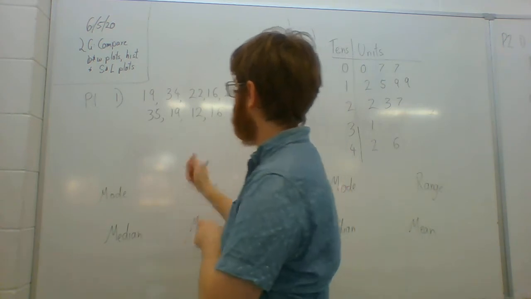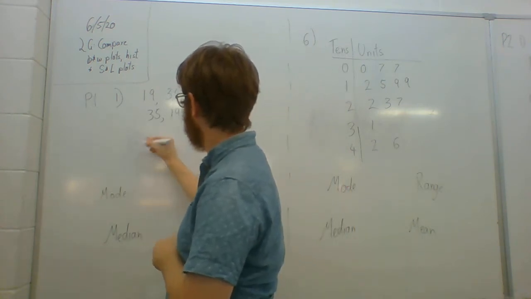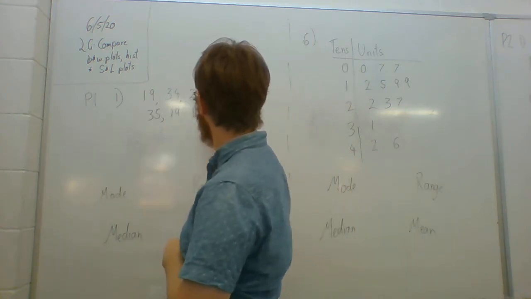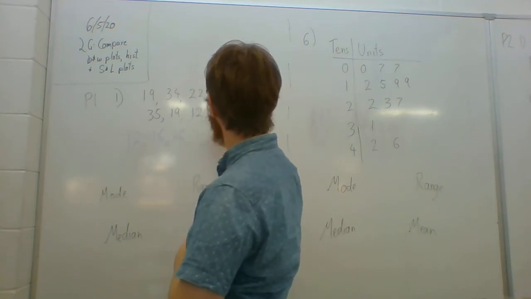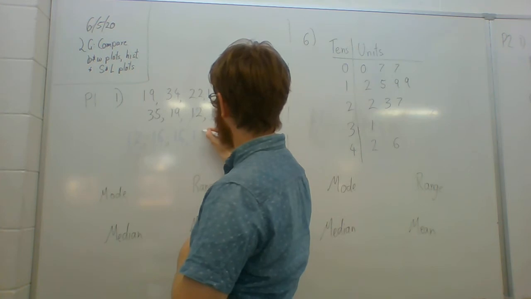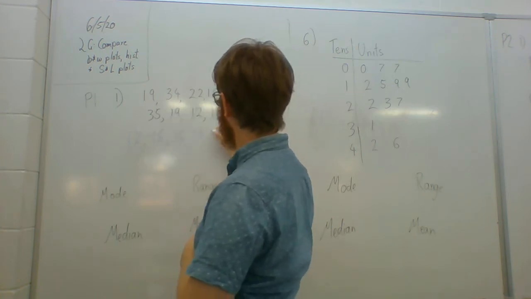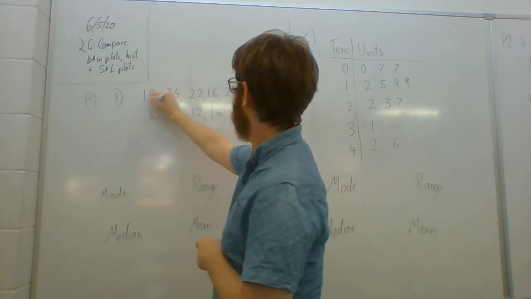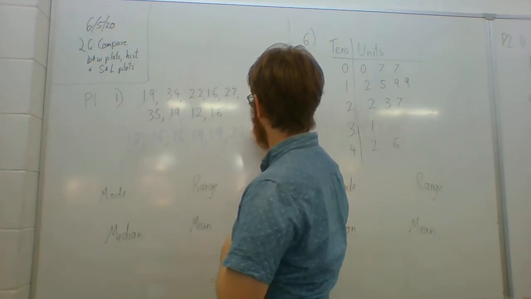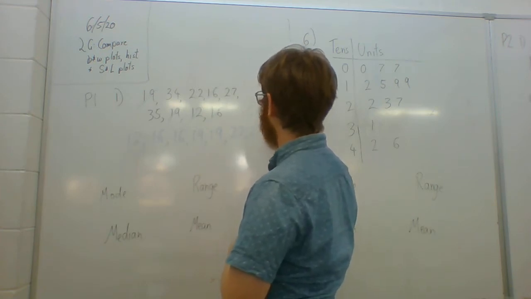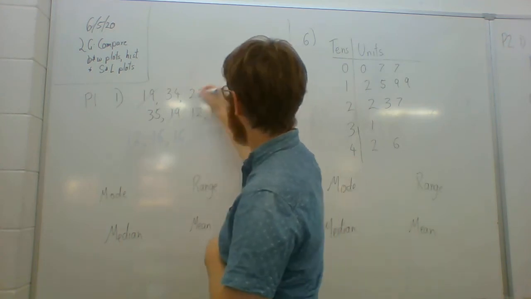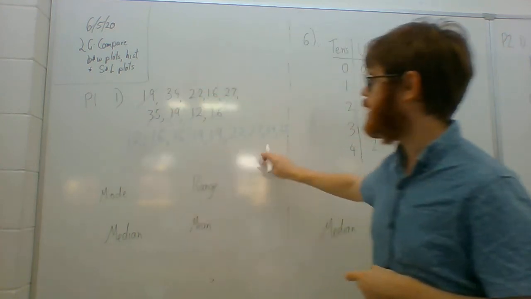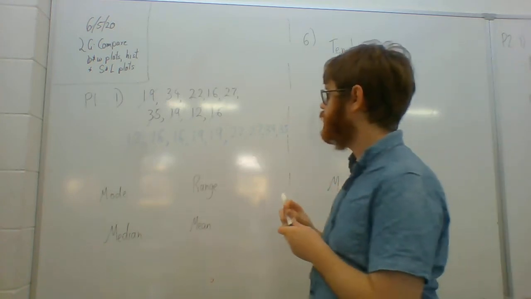So our smallest number is 12, then 16, then 16 again, then 19, then 19 again, and 22, 27, 34, and then 35. Okay, so that is our data set from smallest to largest.